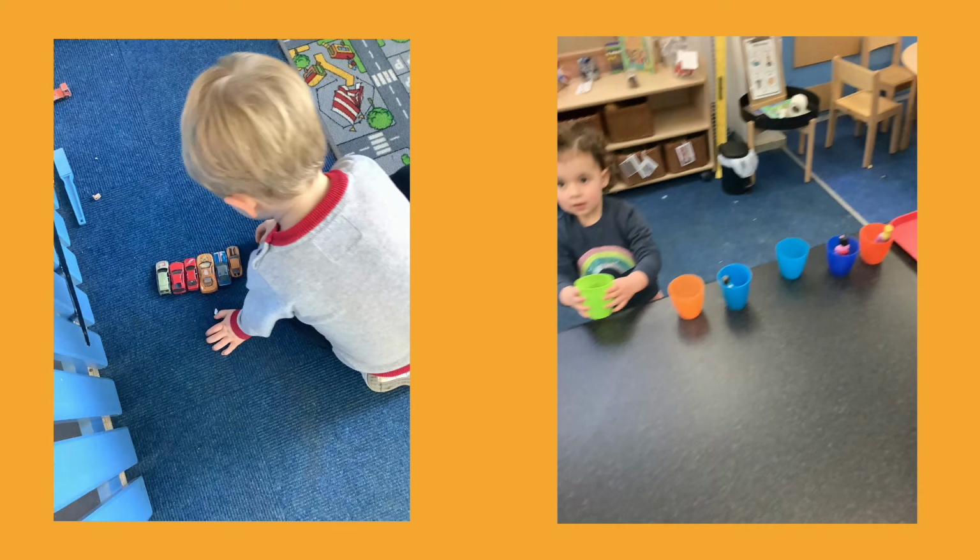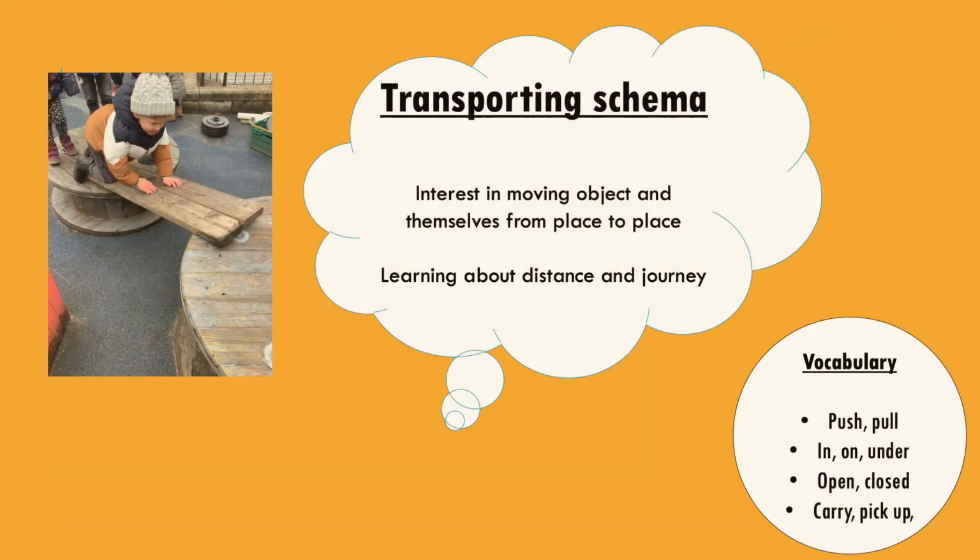Here are some more examples of the positioning schema, which you've probably seen in your setting as well. The transporting schema. This is when children are learning about distance and journeys. They will have an interest in moving objects and themselves from place to place.